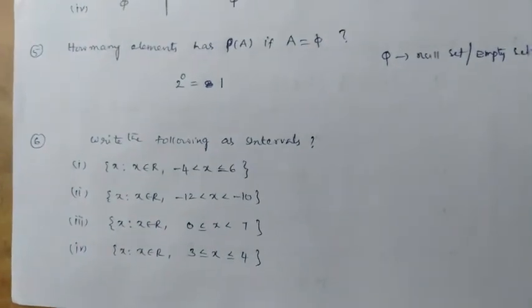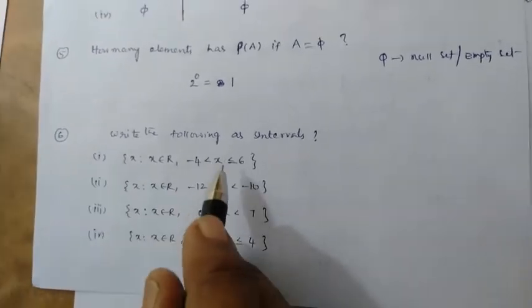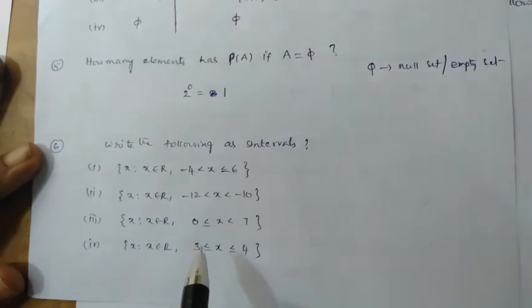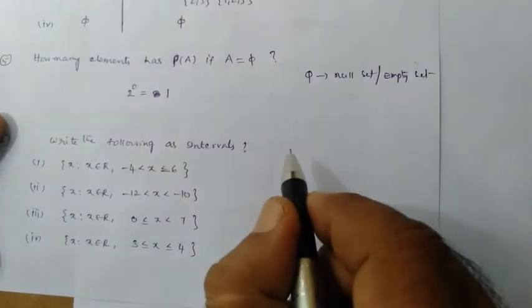Next, I am coming to the sixth problem. Given the set builder forms, we have to write these into intervals. So we have different types of intervals: closed, open, open-closed, closed-open.